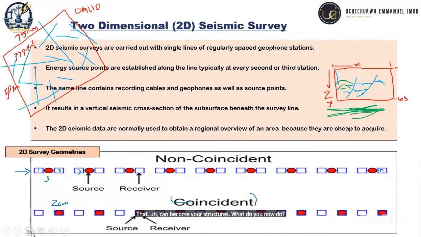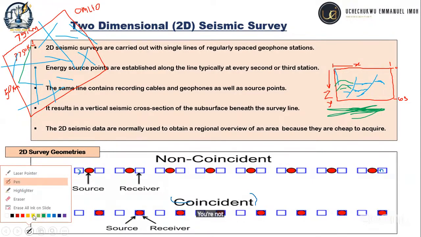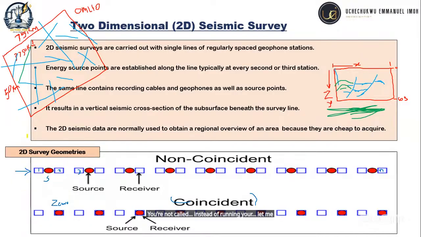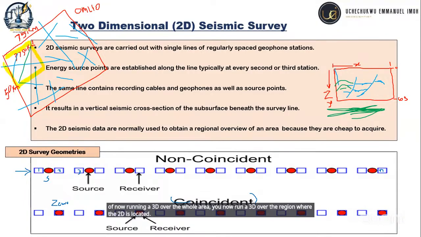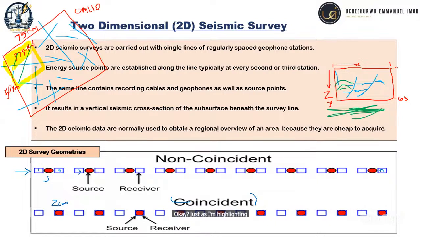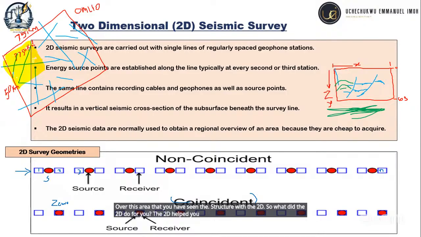Instead of now running a 3D over the whole area, you now run a 3D over the region where the 2D is located, just as I'm highlighting with red, yellow. So you now do a 3D survey over this area that you have seen the structure with the 2D. So what did the 2D do for you? The 2D helped you to have an overview of the whole subsurface within the block.